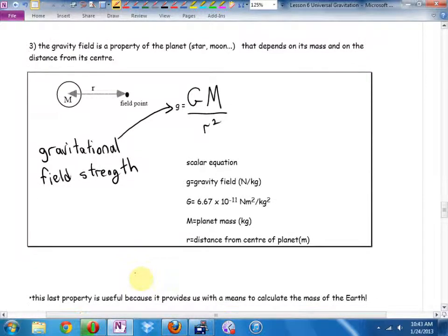Michael, can you read this little bullet right here? This last property is useful because it provides us with the means to calculate the mass of the Earth. Since you asked.